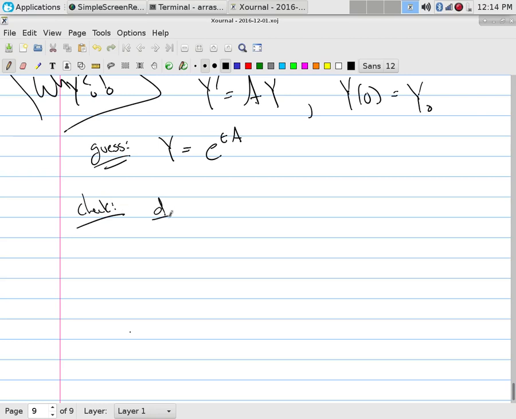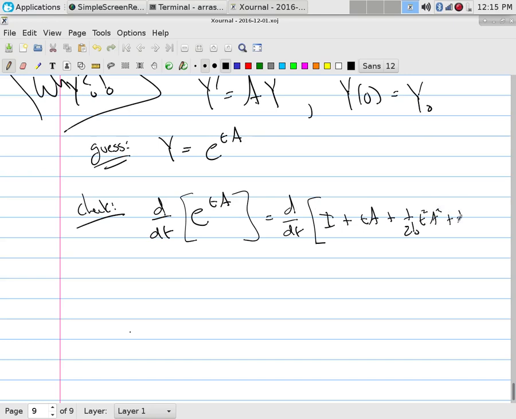How do I check? I need to take the derivative with respect to t of e to the t times A. But what is that? That's the derivative with respect to t of I plus tA plus 1 over 2 factorial t squared A squared plus 1 over 3 factorial t cubed A cubed plus dot dot dot, right? Are there any t's in the identity matrix? So if I take the derivative across that thing, what's it going to become? The big zero matrix. So that's gone. All right, so this would be O plus. What's the derivative of that? There's only one t. It's t times this. So what's going to be left over?